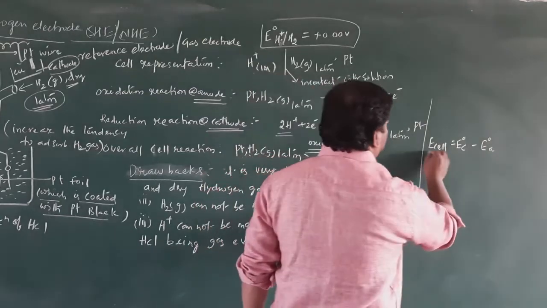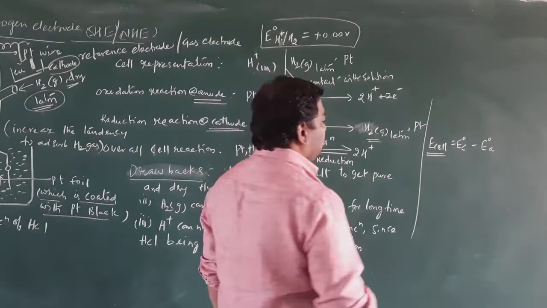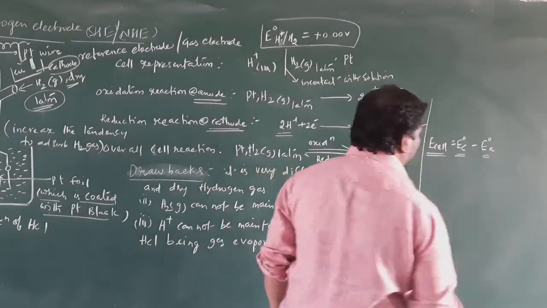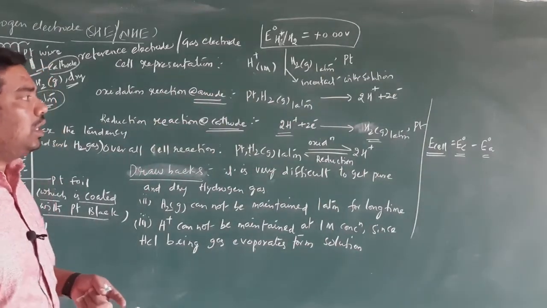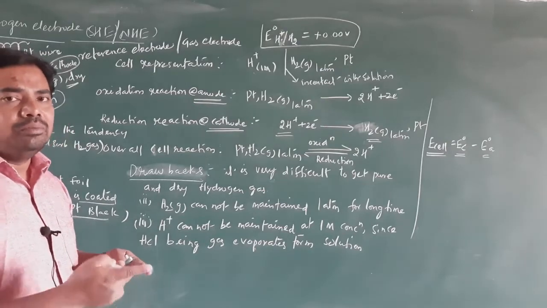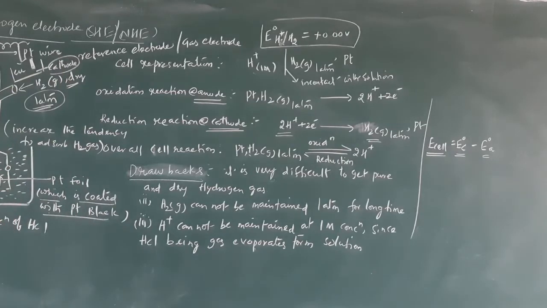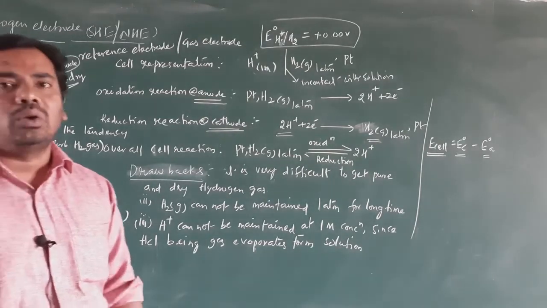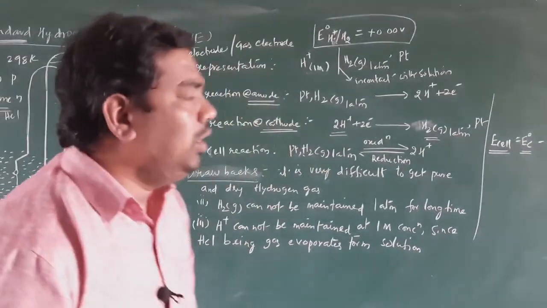So here it is possible to determine the potential difference between two electrodes, that is cathode minus anode. We know the reduction potential of the reference electrode, so we can subtract it from the potential difference, and then we will get the individual electrode potential of any other metal. That is the connectivity of the hydrogen electrode to any other indicator electrode. Clear, student, right?